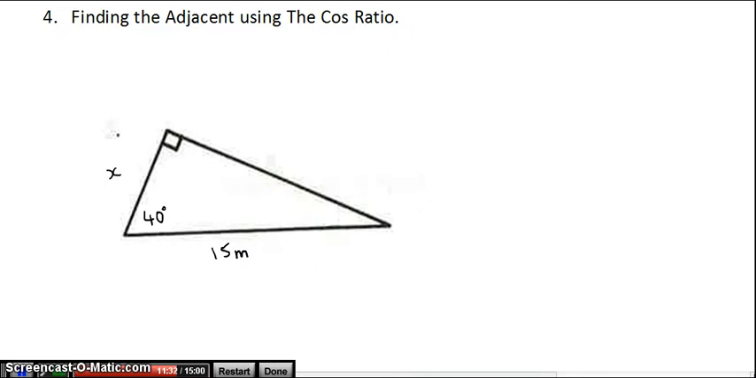Alright, draw this question now up in your book. You might want to pause the video. Right, so solving this question, again we want to use the cos ratio because we have an adjacent side to our angle and our hypotenuse. And when we have those three things like that, we know we must use the cos ratio.